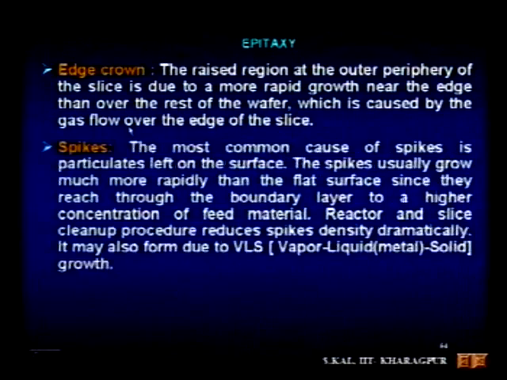Next is spikes. The most common cause of spikes is particulates left on the surface. The spikes usually grow much more rapidly than the flat surface, since they reach through the boundary layer to a higher concentration of feed material. Reactor and slice clean-up procedures reduce spike density dramatically.